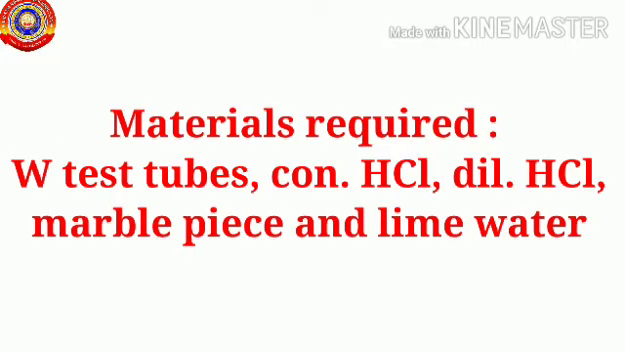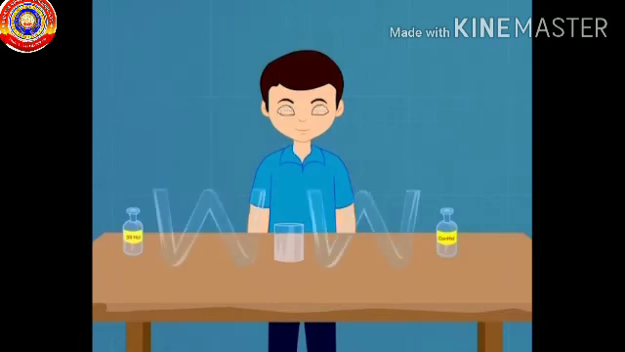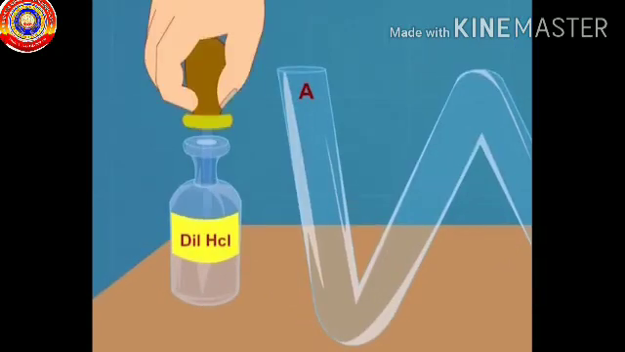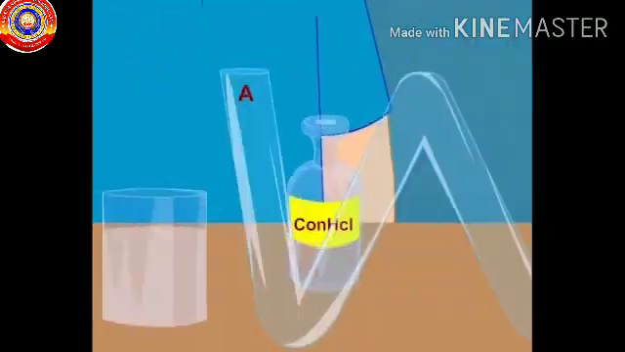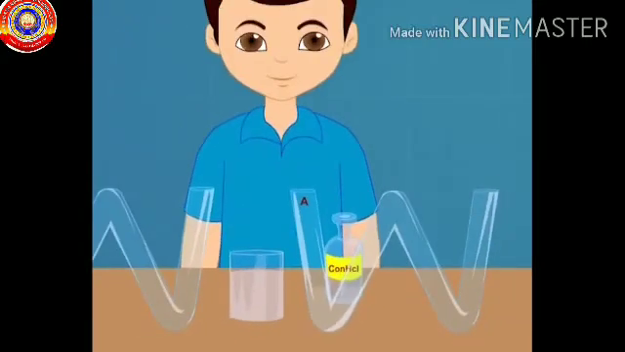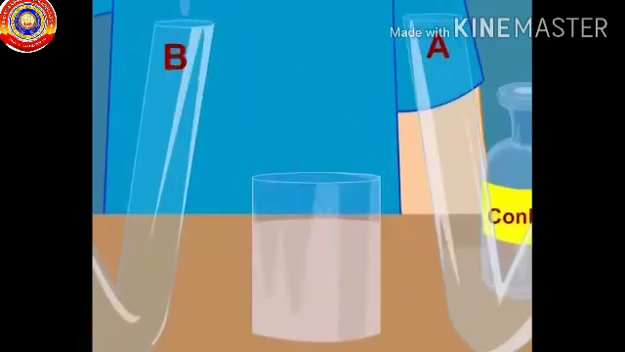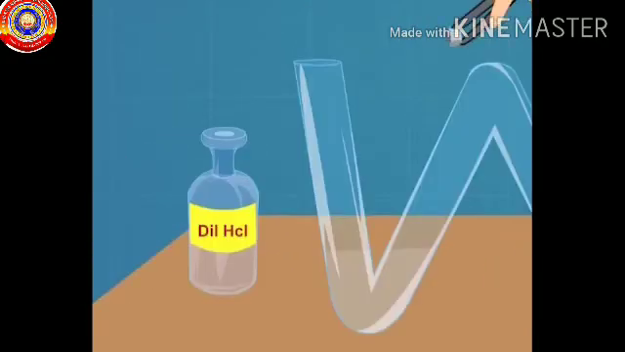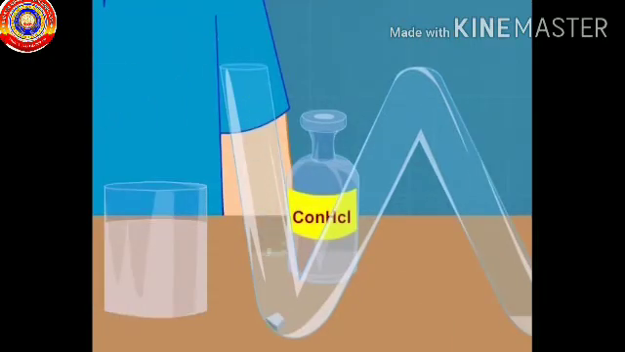For doing this experiment, we need W test tubes, concentrated HCl, dilute HCl, marble piece and lime water. Take 2 W test tubes. In limb A of one of the W test tubes, add a few drops of dilute hydrochloric acid using a dropper. In limb A of another W test tube, take concentrated hydrochloric acid in the same way. Add lime water in limb B of both W test tubes using the dropper. Put a marble piece of the same size in limb A of both W test tubes.